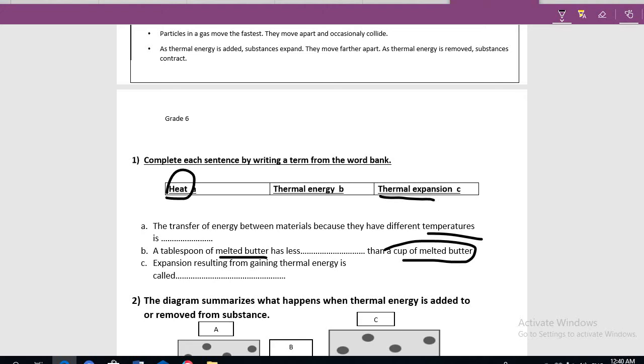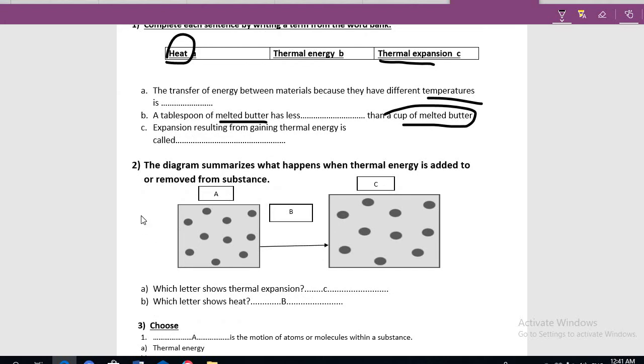For example, if I heat ice, the ice starts to melt. So the particles inside the ice start to expand. This is called thermal expansion.